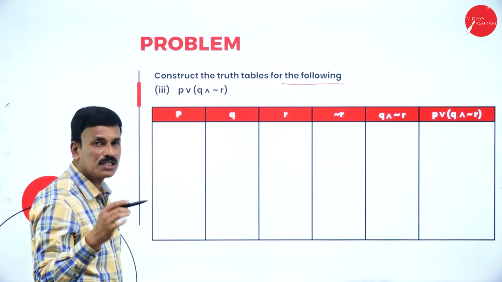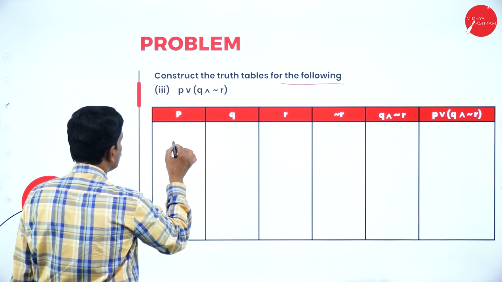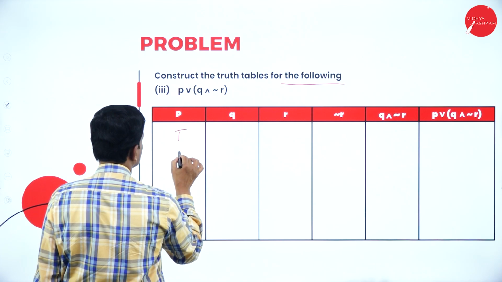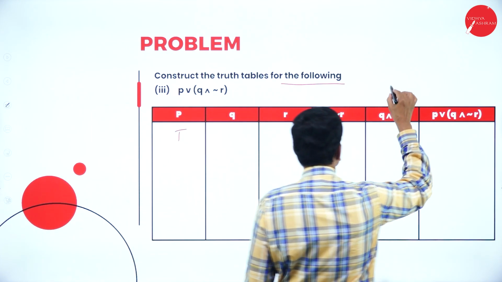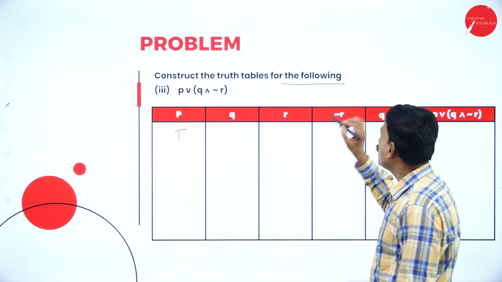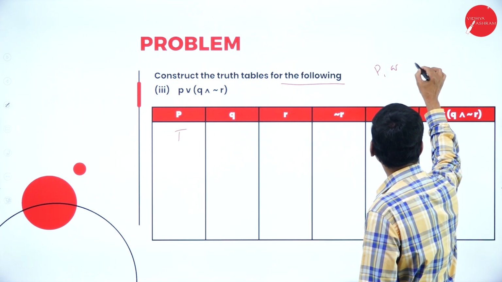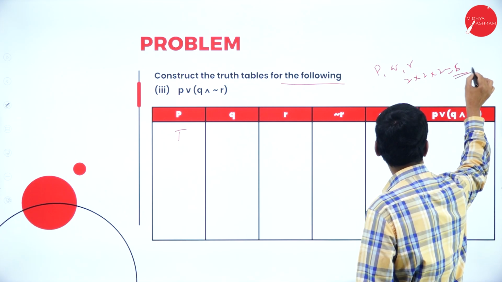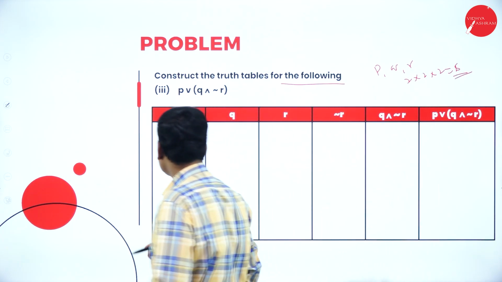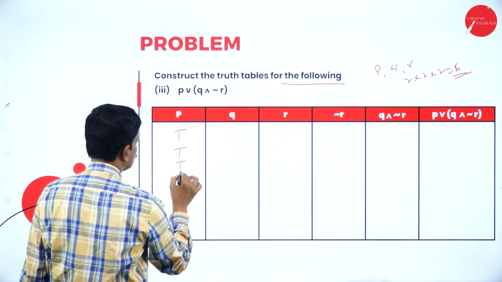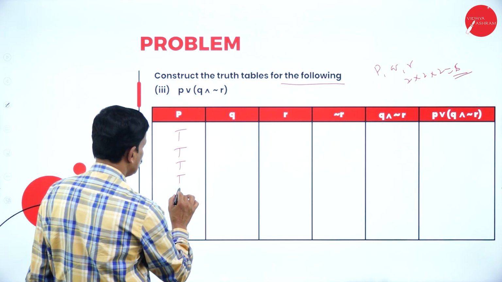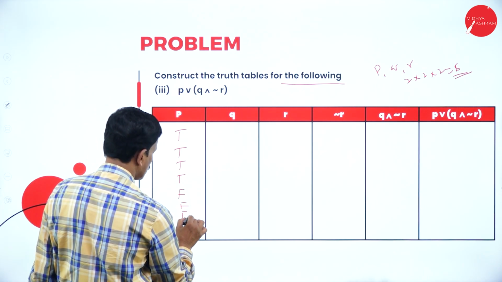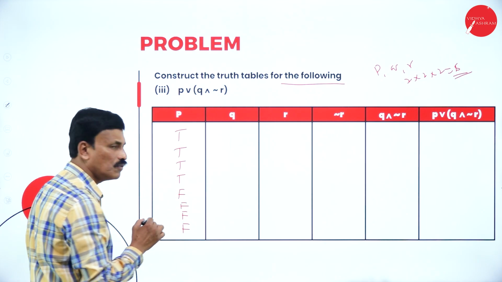Now for three values P, Q and R, the truth values will be like this. For P, Q and R, it is 2 into 2 into 2, that is nothing but 2 to the power 3, so 8 elements here. For P, the first 4 are true and the remaining 4 are false: true, true, true, true, false, false, false, false.